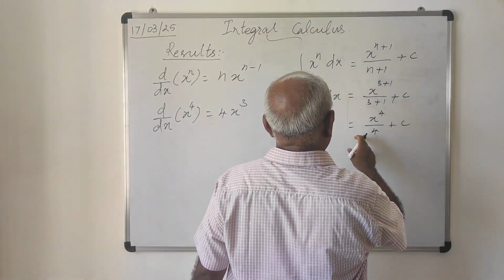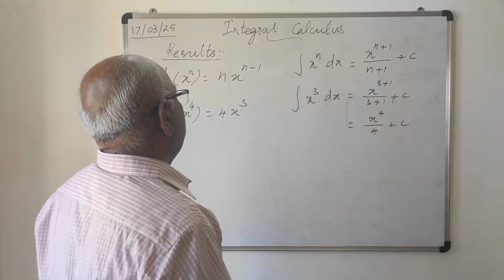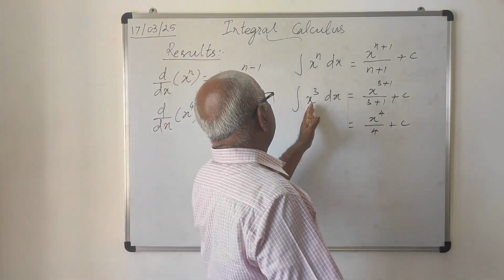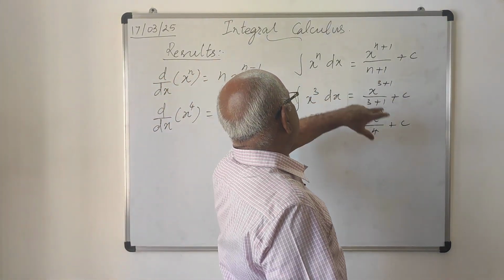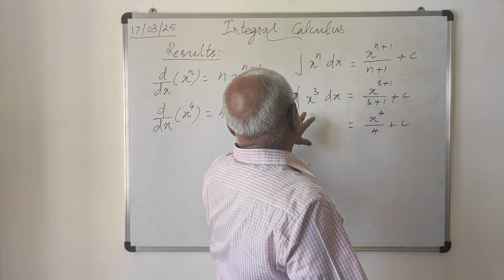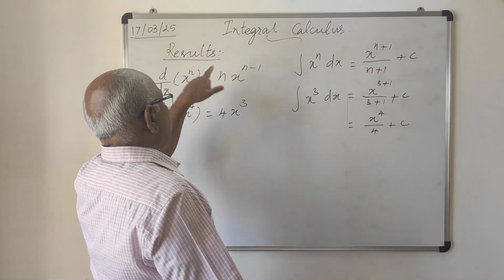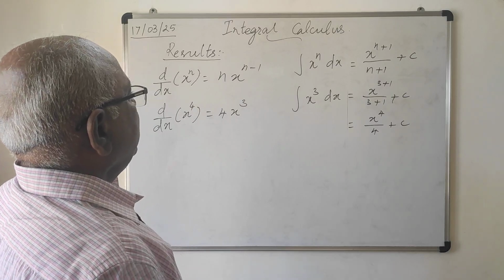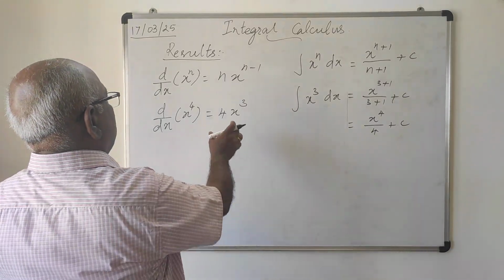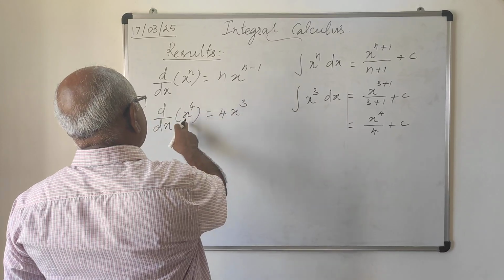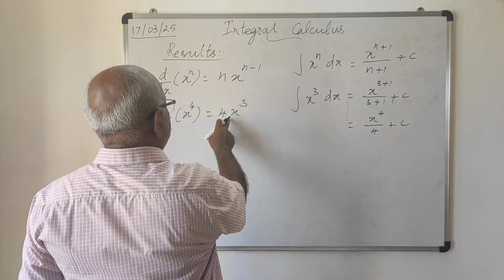See, this is our formula for integration: integral of x power n is x power n plus 1 by n plus 1 plus c, whereas the derivative of x power n is n into x power n minus 1. On integrating 4x cube, we will get x power 4. Consider this example.